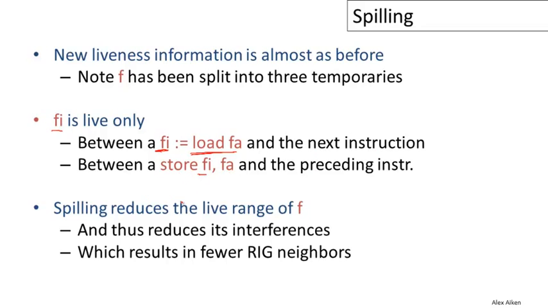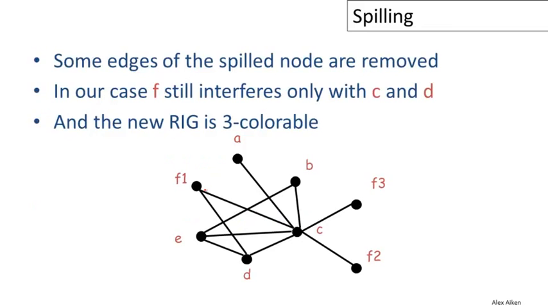So whatever name we decided to spill, by adding the loads and stores right next to the places where those values are used, we dramatically reduce the live range. And in addition, as I mentioned on the previous slide, by splitting the name f into multiple different names, we also avoid sharing those different live ranges between the different versions of f. So because the live range of f is reduced by spilling, it has fewer interferences in the new program than it did in the old program.